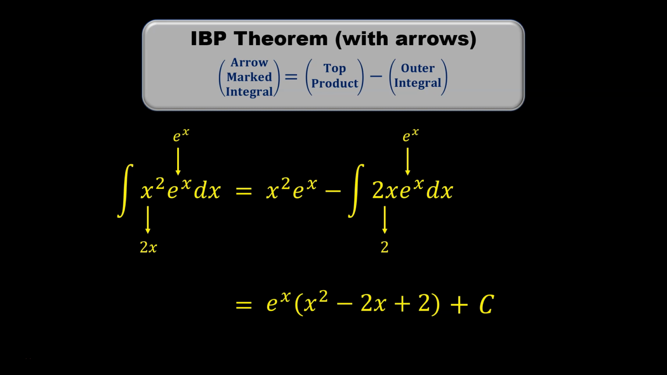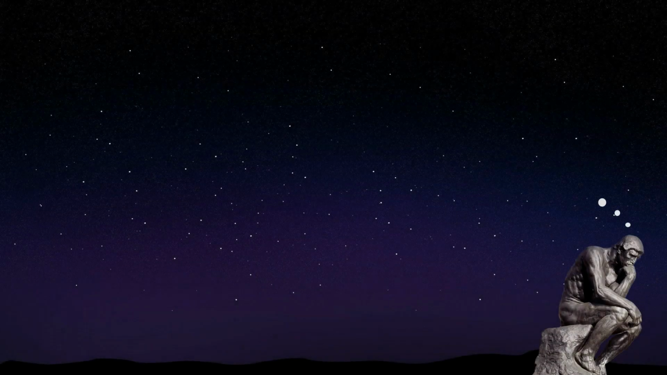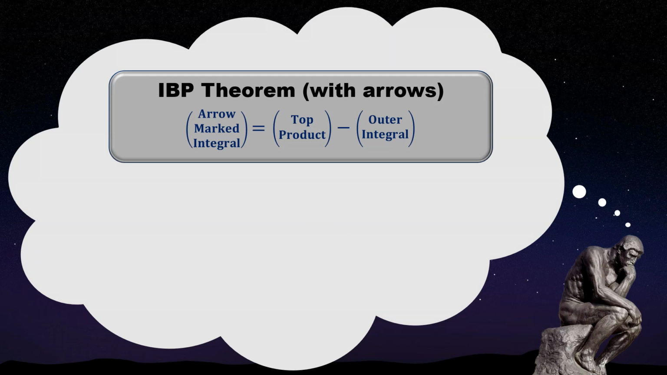Good. By now you may feel like an expert in using integration by parts, but a nagging thought should linger in your mind. Why does it work? Well, let's discuss the proof of the integration by parts theorem. To see why it holds, we'll first need to translate our statement into more conventional symbols. We'll begin with the notion of an arrow-marked integral.